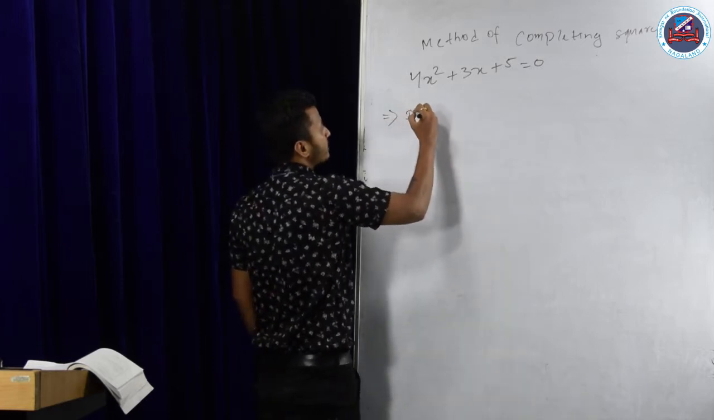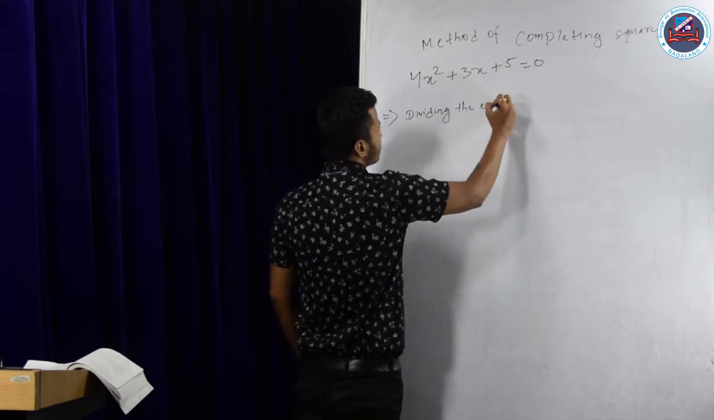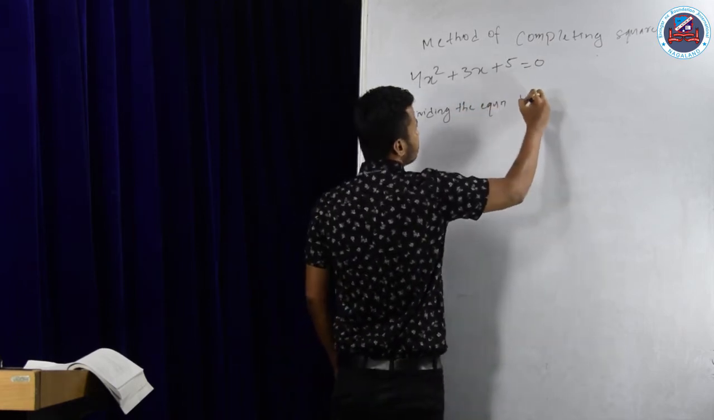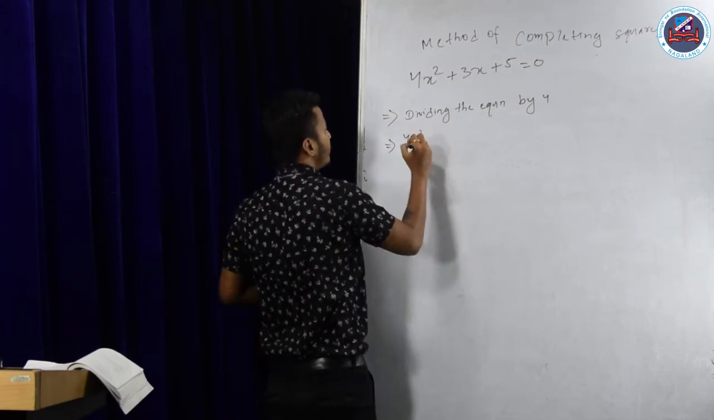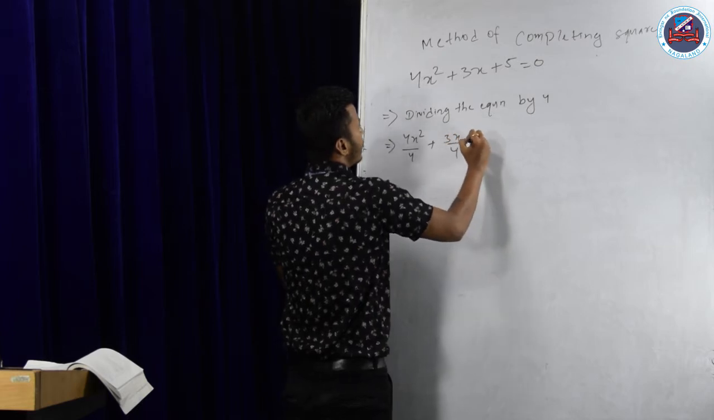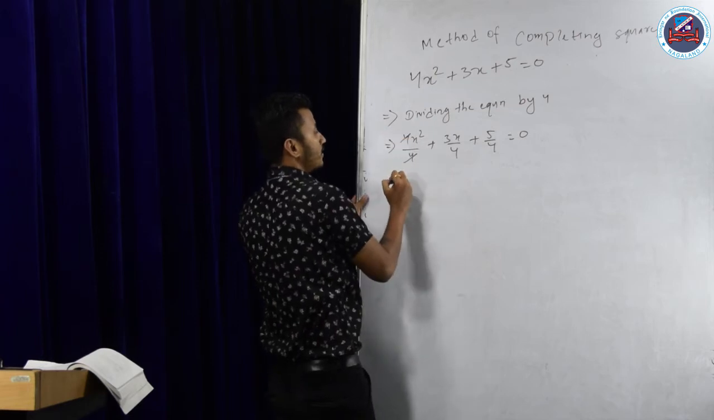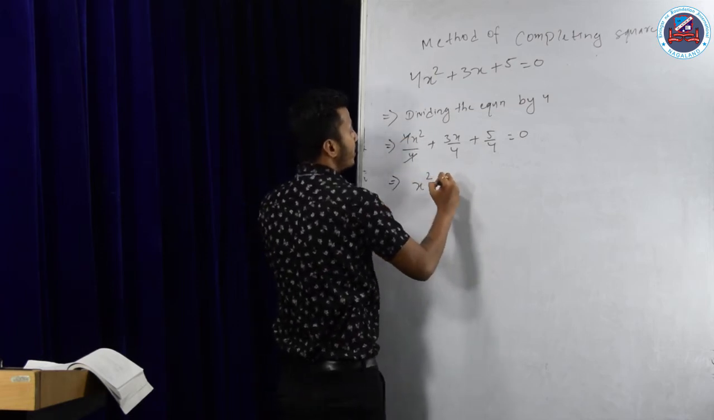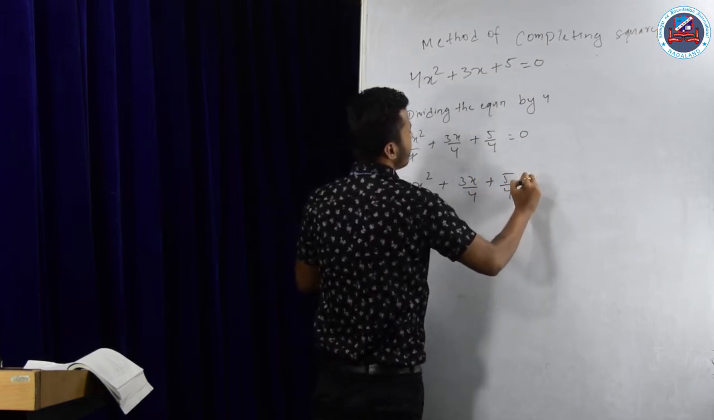So dividing the equation by 4, what do I get? 4x square by 4 plus 3x by 4 plus 5 by 4 equals to 0. Cut, cut. The new equation is x square plus 3x by 4 plus 5 by 4 equals to 0.